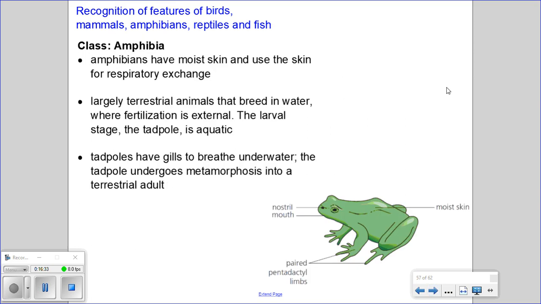In the next class, the amphibia, the main features of amphibians are that they have moist skin, and they use the skin for respiratory exchange. They are largely terrestrial animals that breed in water where fertilization is external. The larval stage, the tadpole, is aquatic, and then the adult stage is terrestrial. Tadpoles have gills to breathe underwater. The tadpoles will undergo metamorphosis into that terrestrial adult.